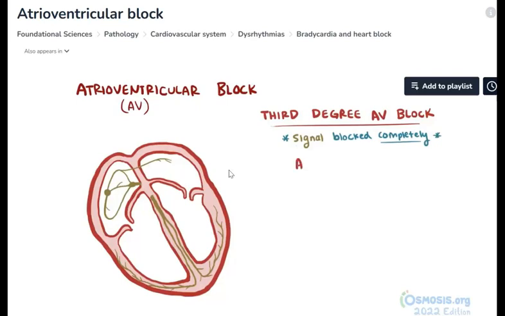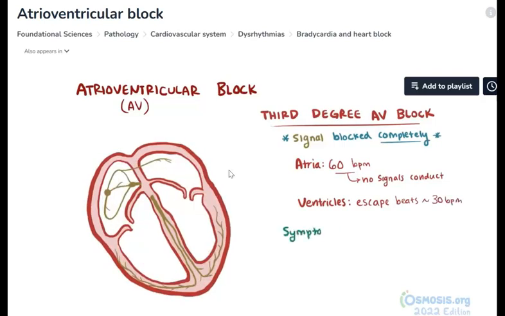So in this case, even though the atria might be going along at 60 beats per minute, as if everything was normal, none of those signals make it down to the ventricles, and the ventricles struggle along with escape beats at very slow rates, probably closer to 30 beats per minute. Patients with complete heart block are usually symptomatic, with symptoms ranging from syncope, confusion, dyspnea, severe chest pain, and these patients are at risk of dying.